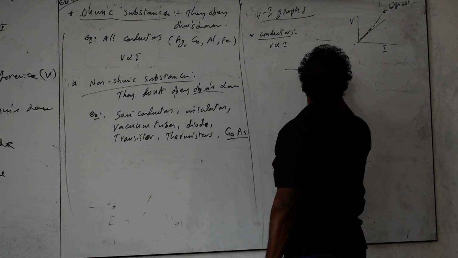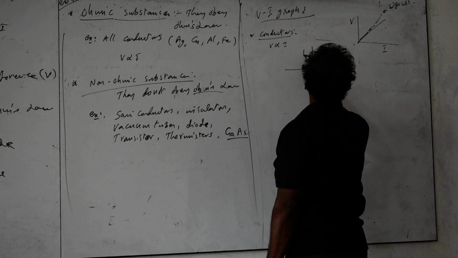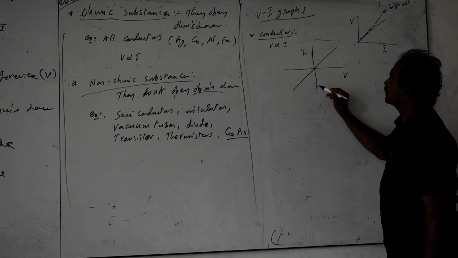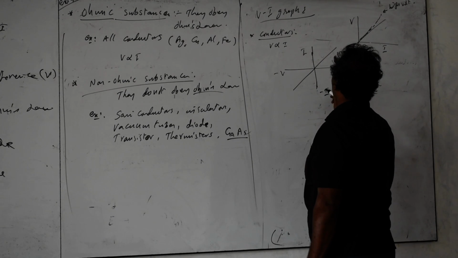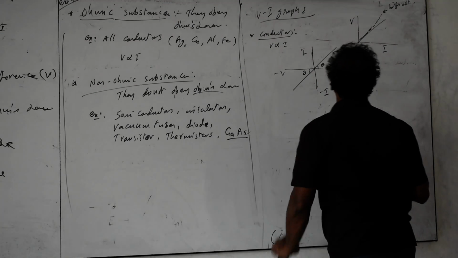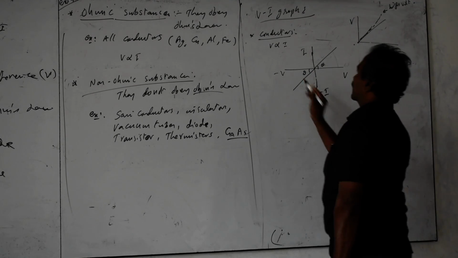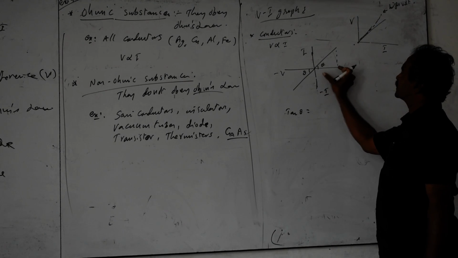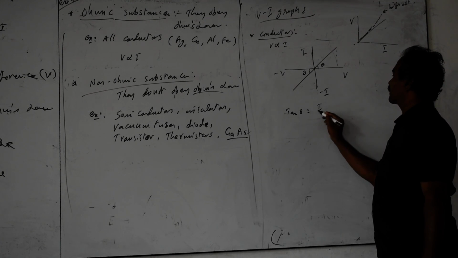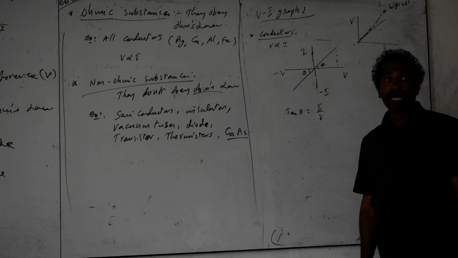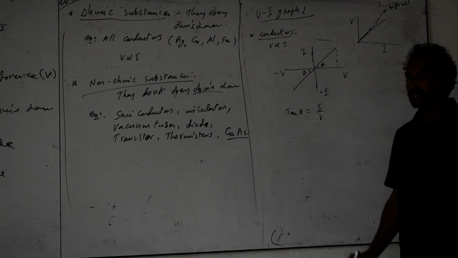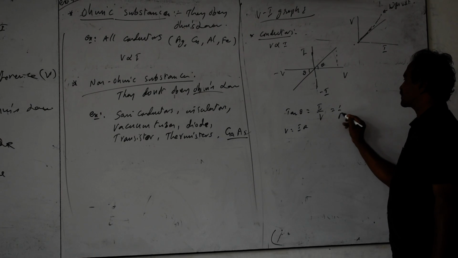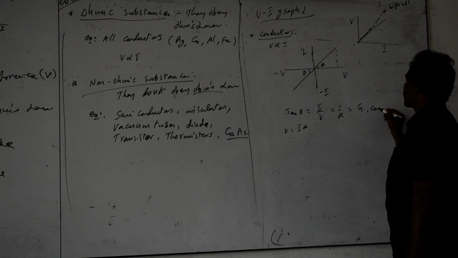This is for conductors. You take V here, I here. Reverse it, and you get the same straight line, with minus V and minus I. This is theta, and this is also theta. What is tan theta? Tan theta equals opposite side by adjacent side, which means I by V. Since V equals IR, I by V becomes 1 by R. 1 by resistance is nothing but G, that is conductance.